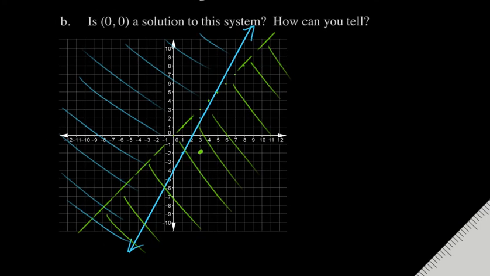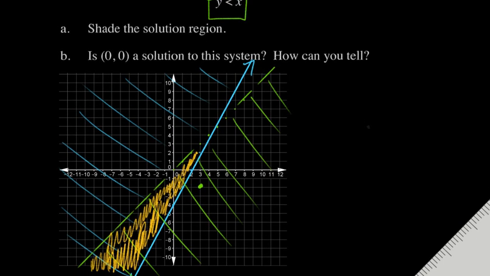I'm going to shade this in with the orange. So this is my solution region, right? All of these points below the line y equals x, because those are not included, and above this other line, which was 2x minus 4.